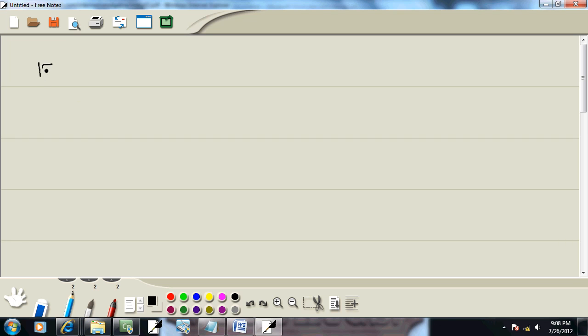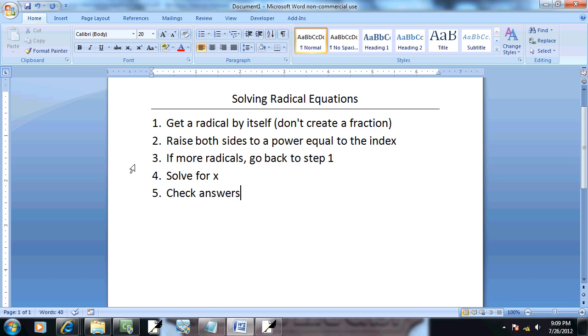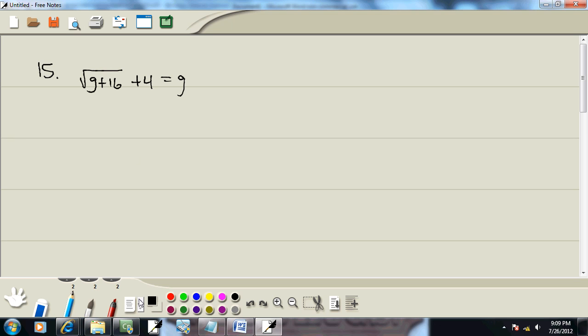Okay, 15. I got square root of g plus 16 plus 4 equals g. Okay, step 1, get a radical by itself. Well, the radical is not quite by itself, it's got a 4 over next to it. So I'm going to take that 4 and move it over to the right side. Now when you take anything across your equals, the sign changes, so the 4 becomes a negative 4.